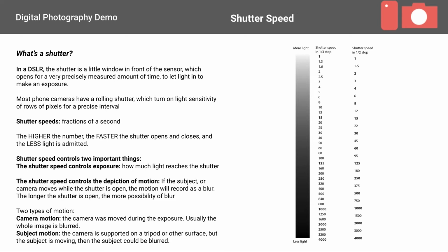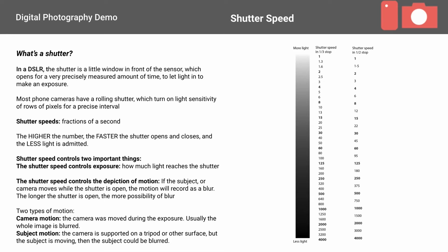It also controls the depiction of motion. So you think of it this way: how long does the shutter stay open? How far is the subject going to move in that time? If you leave your shutter open for, say, half a second and someone's walking past, they're going to walk quite far in that half second. And what will happen is, because they're moving, their image on the sensor will be blurred and the picture will be blurred. If your shutter is open for 1,000th of a second and they're walking by, they're not going to walk that far. So their image on the sensor is not moving and their image will be sharp.